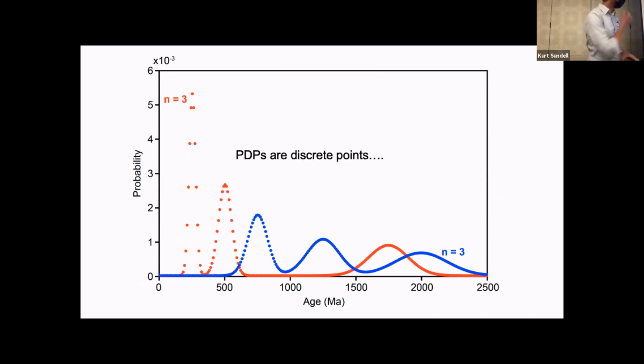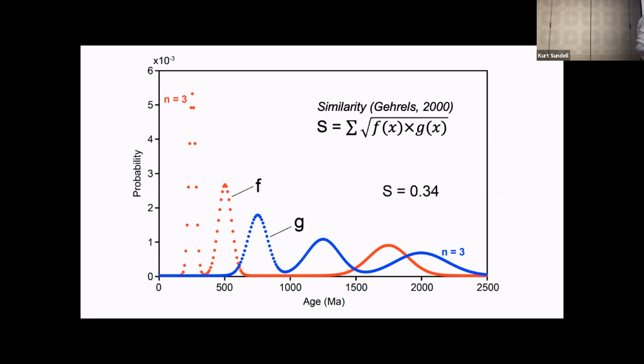I mentioned this earlier, but just to drive the point home, PDPs and KDEs are not functions. They're just discrete sets of points. They're univariate data, so one-dimensional data. They're just a string of numbers plotted. We plot them as lines, but really they're points. Them being points is very, very useful for quantitative analysis.